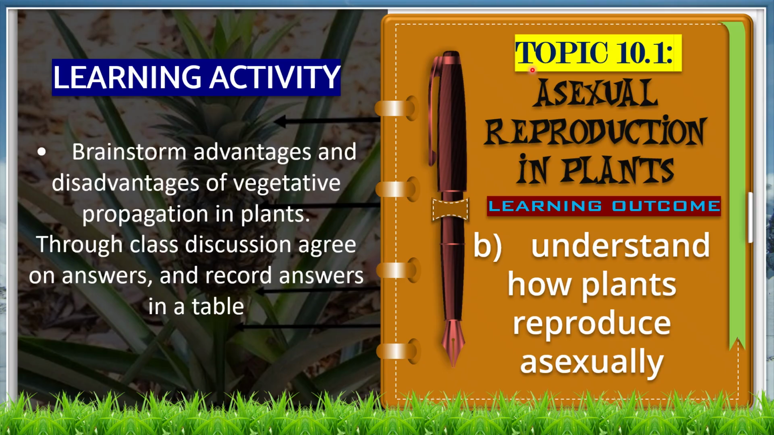I welcome you to topic 10.1, Asexual Reproduction in Plants. Learning outcome B: understand how plants reproduce asexually. We are on the learning activity. Brainstorm advantages and disadvantages of vegetative propagation in plants. Through class discussion, agree on answers and record the answers in a table.